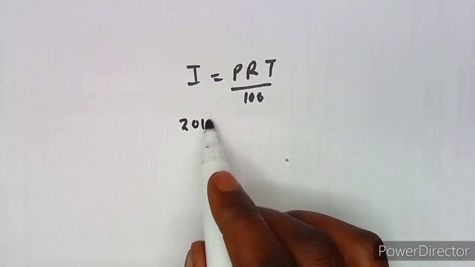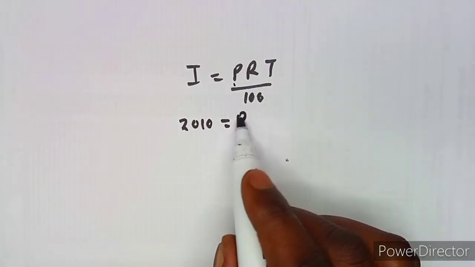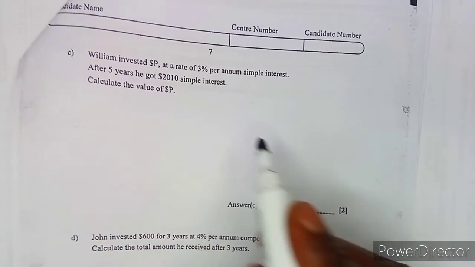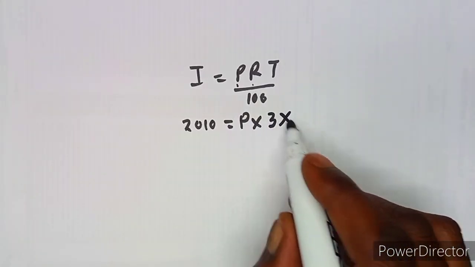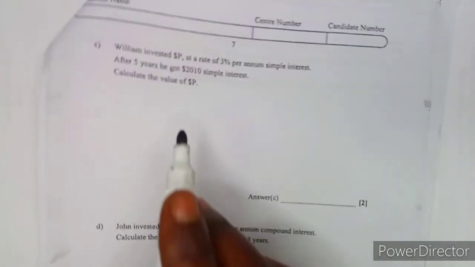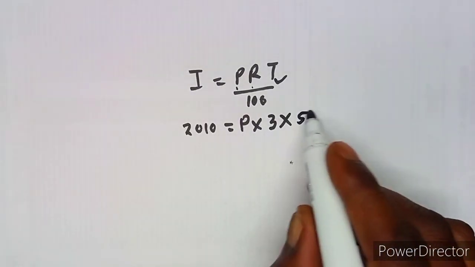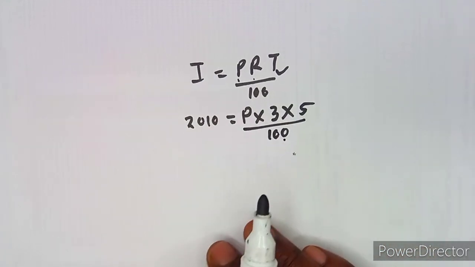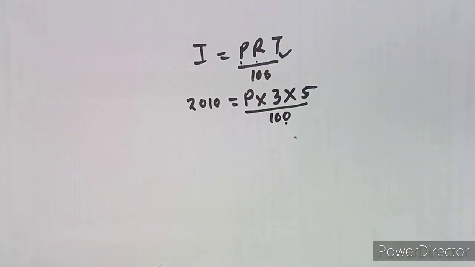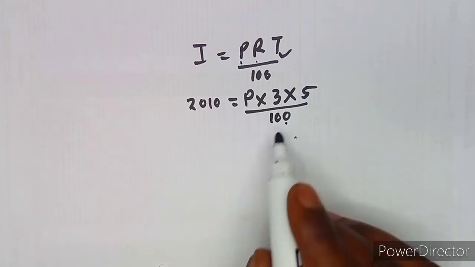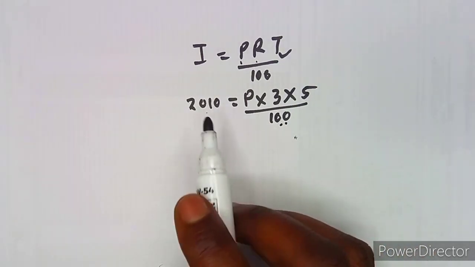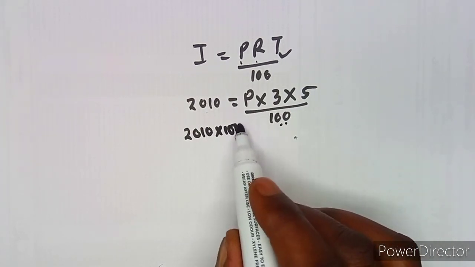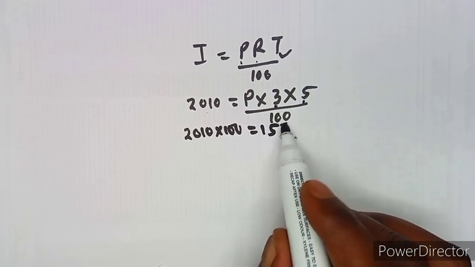He got 2010 simple interest, not the whole amount, but just the simple interest. So it's going to be 2010 is equal to P, which is the one that we want to calculate, times the rate at which this amount is increasing. So it's increasing at 3%. So it's 3 multiplied by the time that it took, which is 5 years, over 100. So the percentage is already removed by this 100. So there's no need for you to simplify that. Okay, so you can cross multiply this, and this is going to be 2010 by 100, which is 5 by 3, which is 15P.